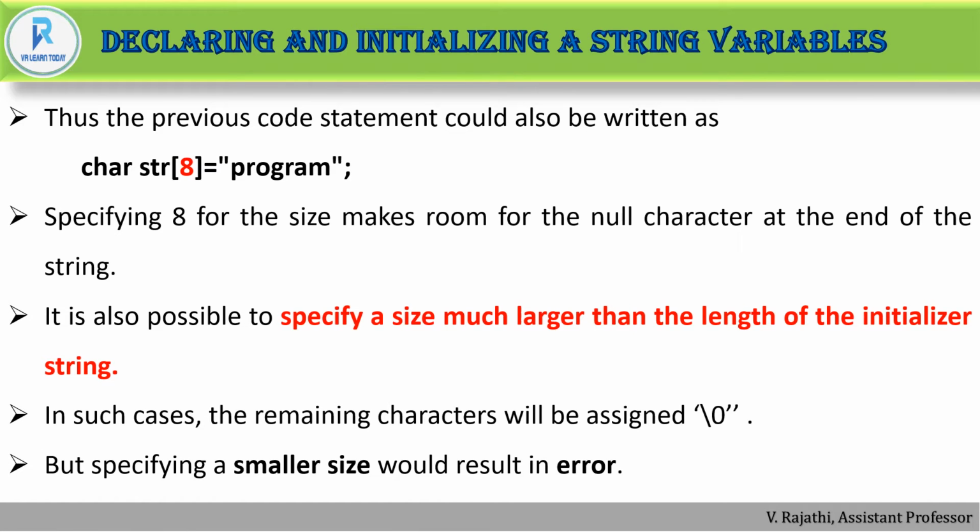Okay. So next we have to know how to declare and how to initialize a string variable. The previous code statement can also be written as char str[8] = "program". See, in the previous one we did not mention the array size. We just gave empty square brackets, right? Here we are mentioning 8. So 8 is the array size. Specifying 8 for the size makes room, which is nothing but making storage, for the null character at the end of the string.